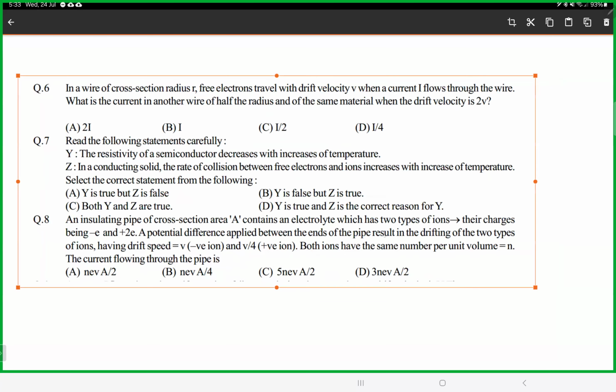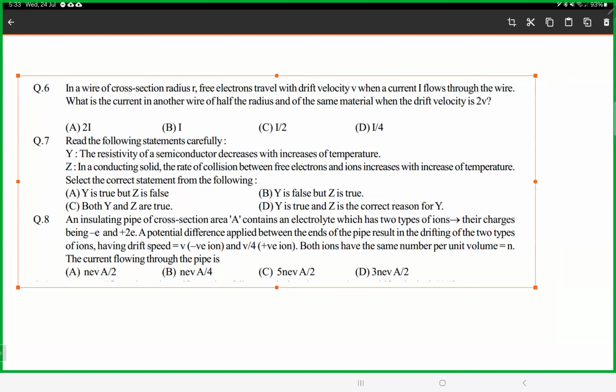So in a wire of cross section, free electrons travel with V. Current is I. There is another wire of the same metal with a different radius, when the drift velocity is 2V. So basically, I is equal to NeAV. So I is proportional to the radius, so pi r square into V. So you're saying radius becomes half and the speed becomes double, so it becomes half.